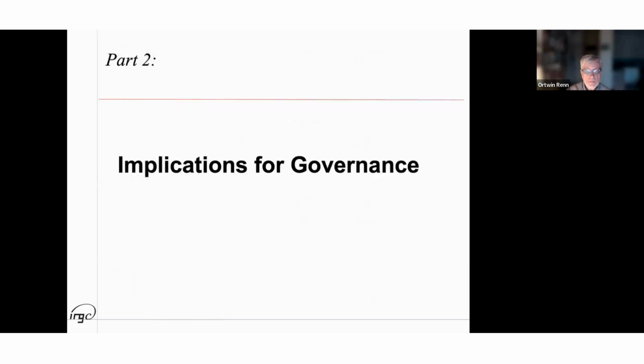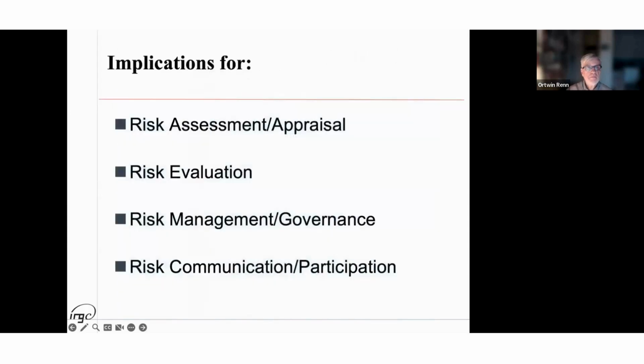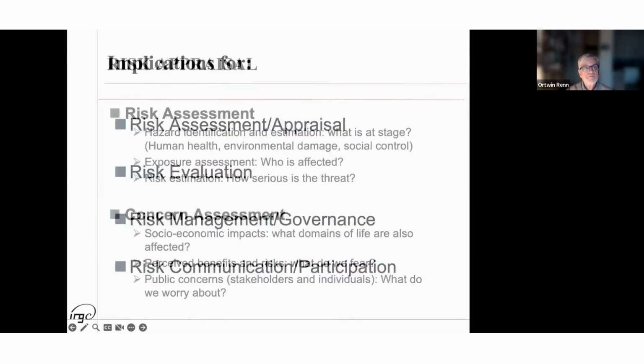Now, this has, of course, implications for governance. And very briefly, let me say this is an IRGC risk governance model. It has a pre-assessment, which is framing, basically. The appraisal, which I will tell you is both a concern assessment and also the risk assessment that needs to be characterized and evaluated and then managed. And all of that is a part of the major communication arena. So we have implications of risk assessment, appraisal, evaluation, management, and risk communication and participation.